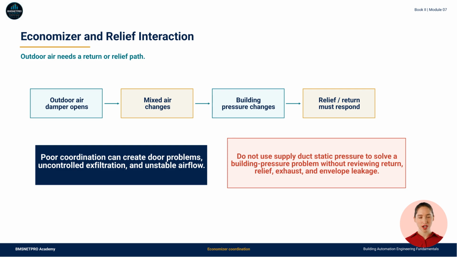Do not treat outdoor air damper position as an isolated sequence. Review the full path: outdoor air, mixed air, supply airflow, return airflow, relief airflow, exhaust, and the building envelope.